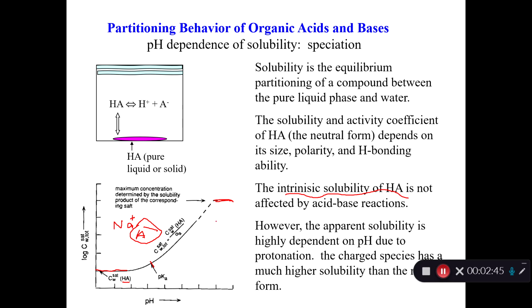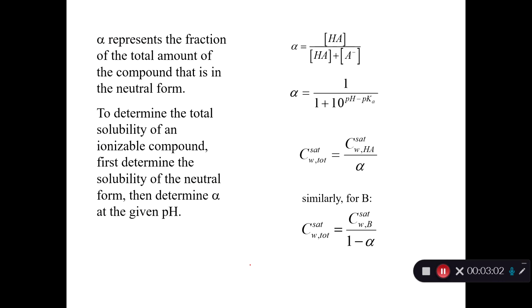So the apparent solubility of the compound does seem to change. The intrinsic solubility of the HA form does not change, but the apparent solubility of the compound does. So we've already talked about the fact that alpha represents the fraction of the total amount of the compound that's in the neutral form, and we know we can calculate alpha using this formula where we just need to know the pH and the pKa of our chemical.